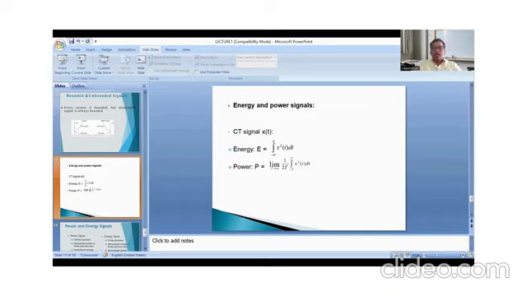So these are the energy and power signals. From this, we have completed the classification of signals. In this lecture, we have defined what we mean by a signal, the definition of the signal, and then the classification of signals. These are the topics we have discussed in this particular lecture.